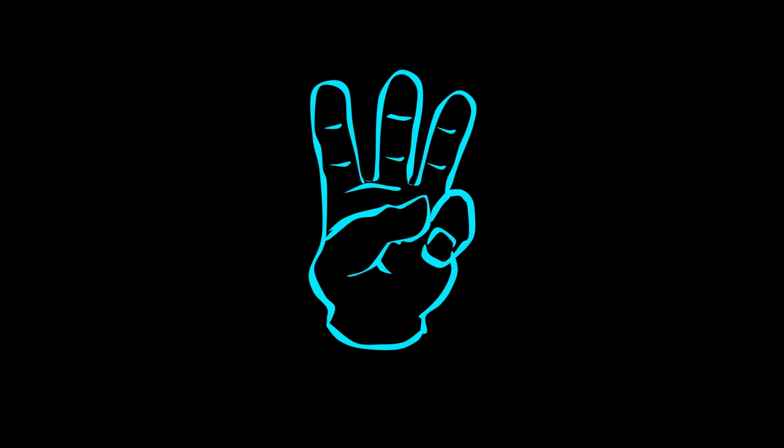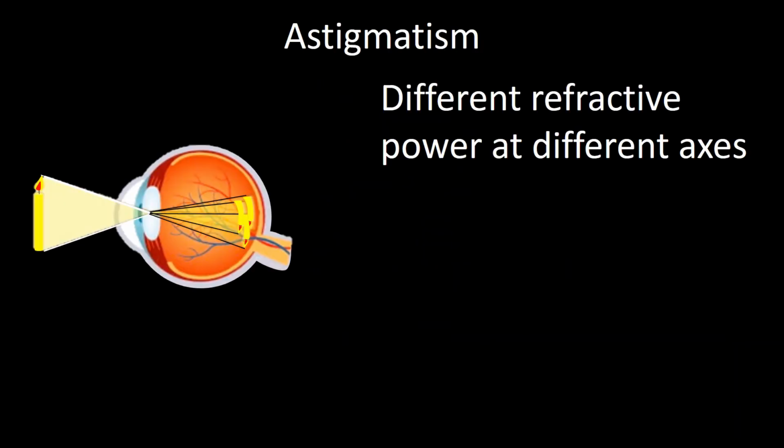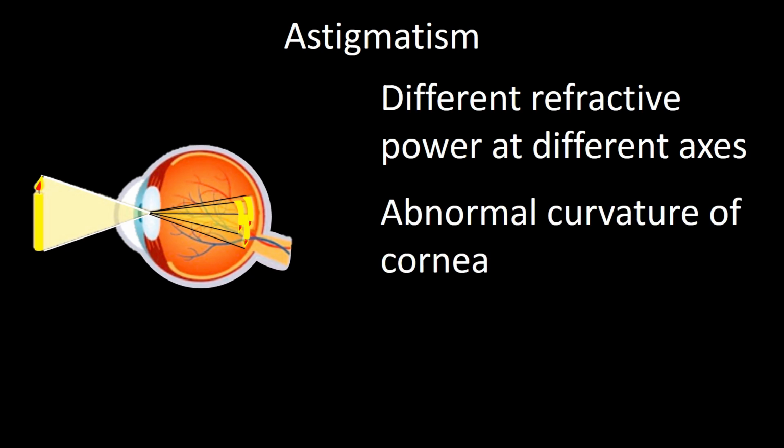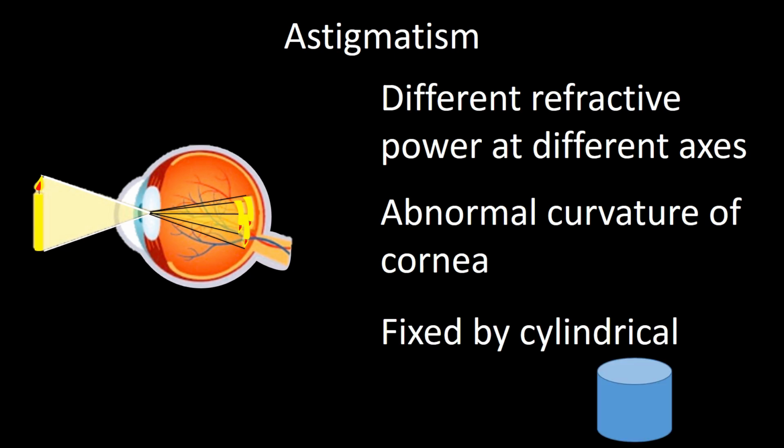The third condition is astigmatism. Astigmatism is defined as different refractory powers at different axes. Astigmatism is due to abnormal curvature of the cornea, causing multiple images in the retina. Astigmatism is fixed by cylindrical lens.